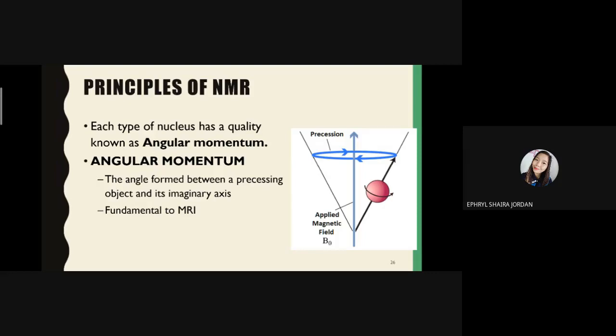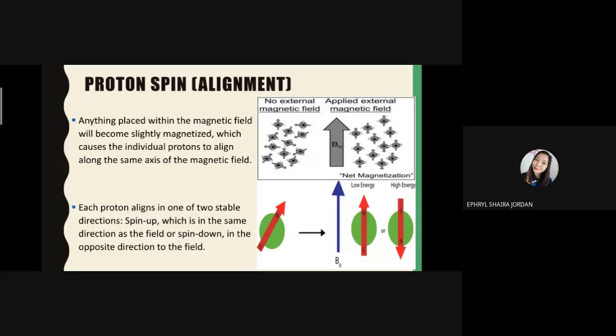If you put a hydrogen proton in the presence of a magnetic field, again, B0 is the magnetic field, don't be confused, it tends to precess. So, umiikot din daw siya. Okay. Proton spin alignment.